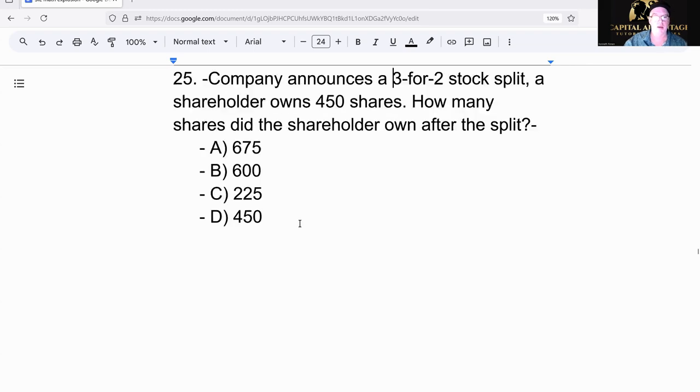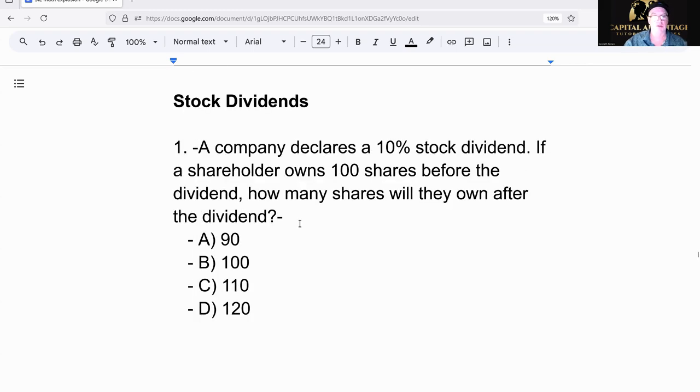Good. Okay. On to stock dividends. It's very similar. A company declares a 10% stock dividend. I'm going to do the first one with you, and we'll work through it. For a 10% stock dividend, all I do is put a 1 in front of it. They just make it 1.10, and that's my multiplier.